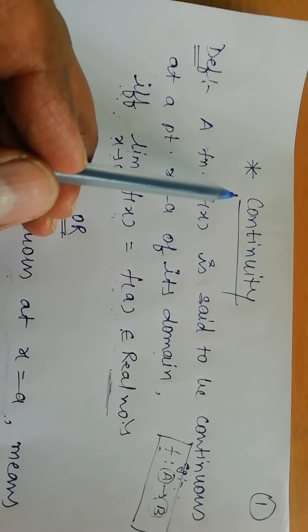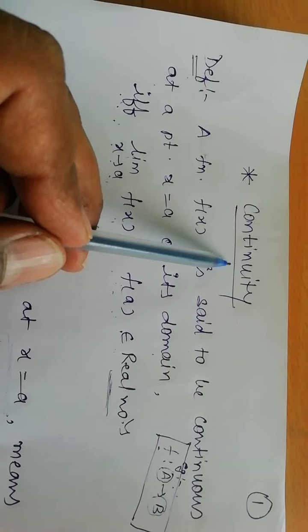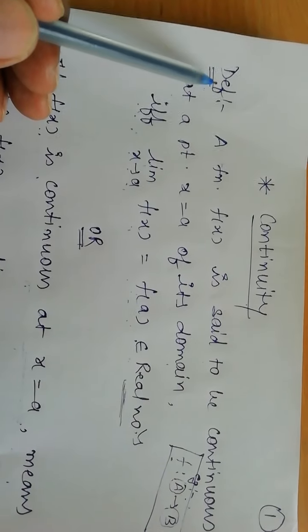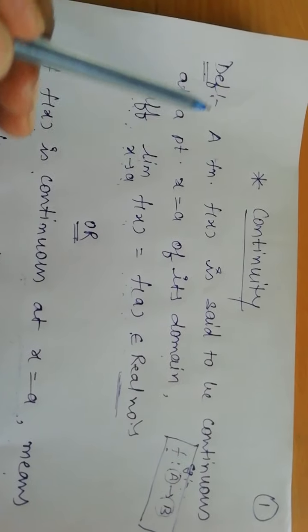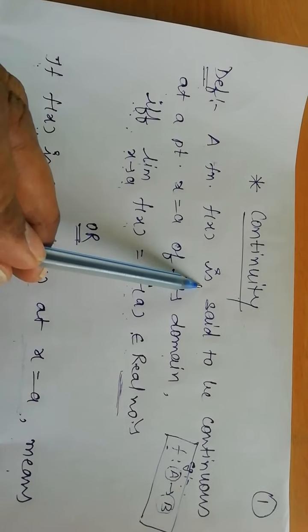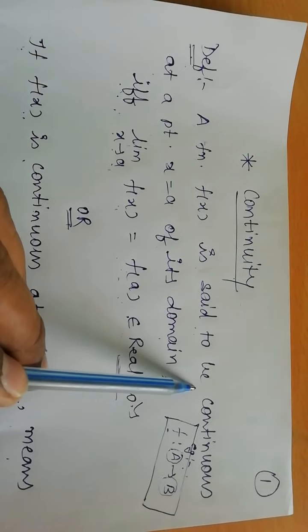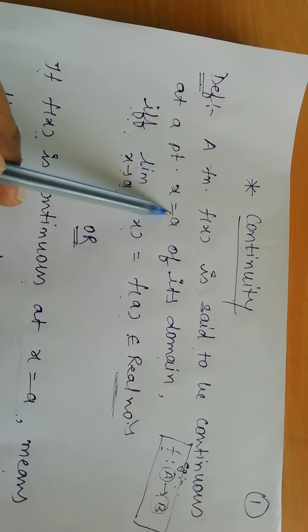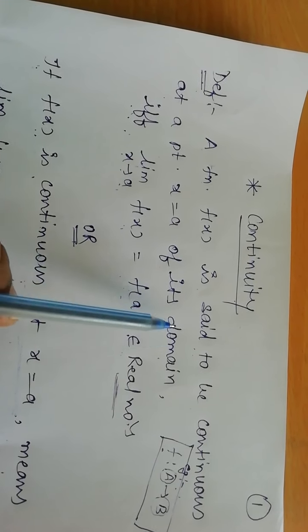Dear students, today I am going to discuss about the continuity. First of all, definition. A function f of x is said to be continuous at a point x is equals to a of its domain.